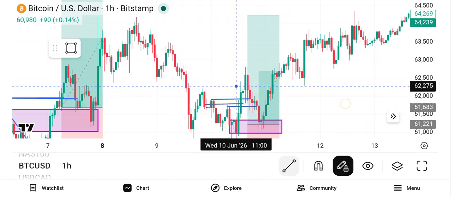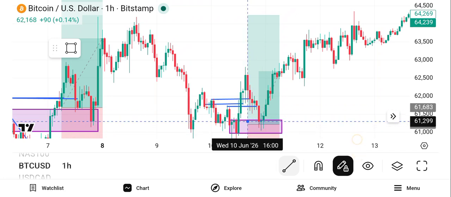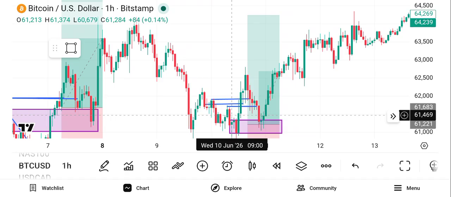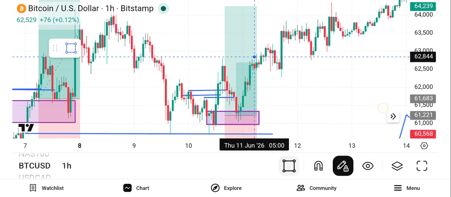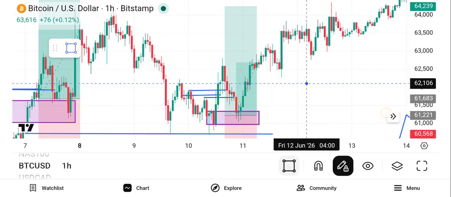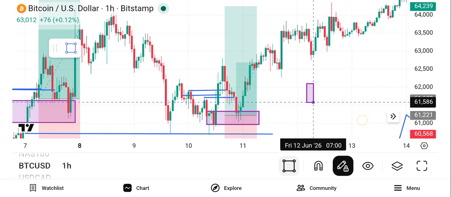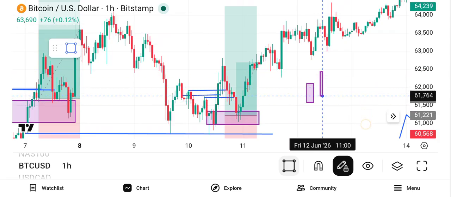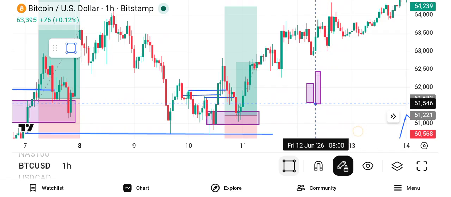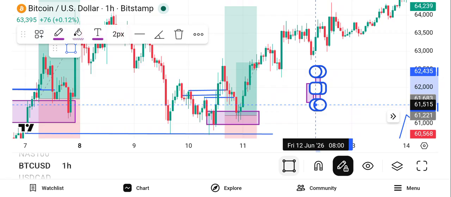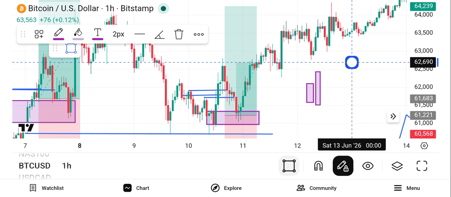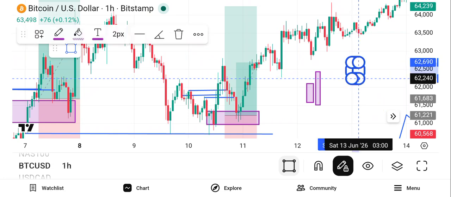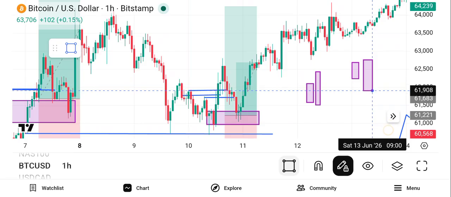Then what is the point of interest? Order block. In this strategy we use two types of order block: the bullish order block and the bearish order block. The bullish order block is when you have a bearish candle and a bullish candle that engulfs it. A bearish order block is when you have a bullish candle and a bearish candle that engulfs it.